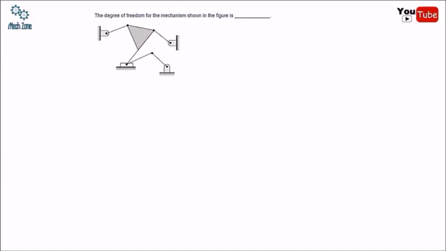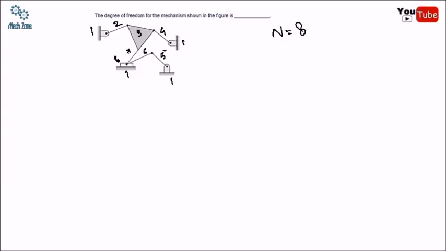Now in this question, we have to find out the degree of freedom of this mechanism. Now for this mechanism that we have, let us first label the number of links. All this ground link will be labeled as 1. This link is 2. This entire shaded link is 3. This link is 4. This is 5. This is link number 6, link number 7, and there is one link which is connecting link 7 and link 6. So total number of links become 8.